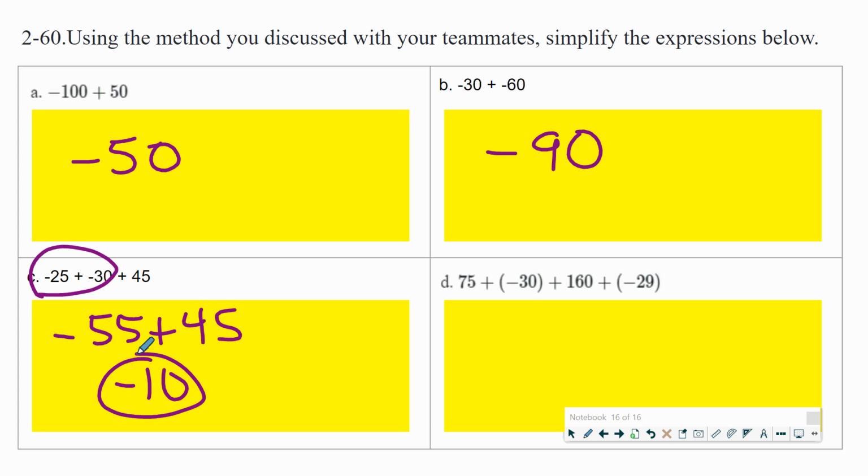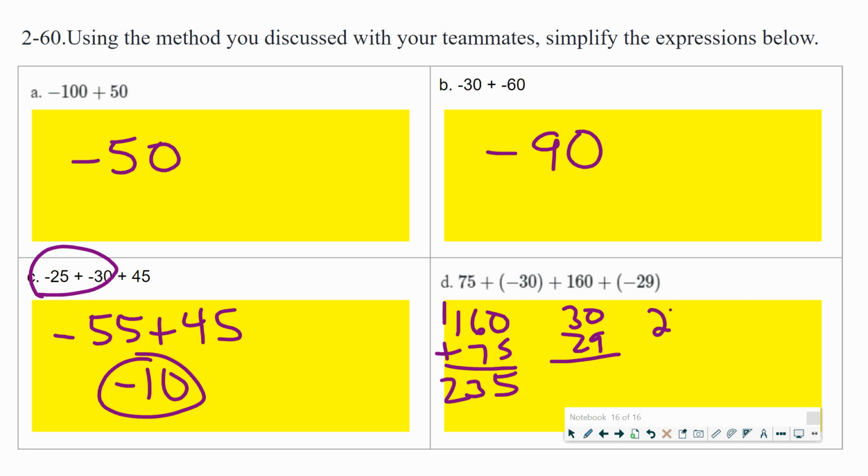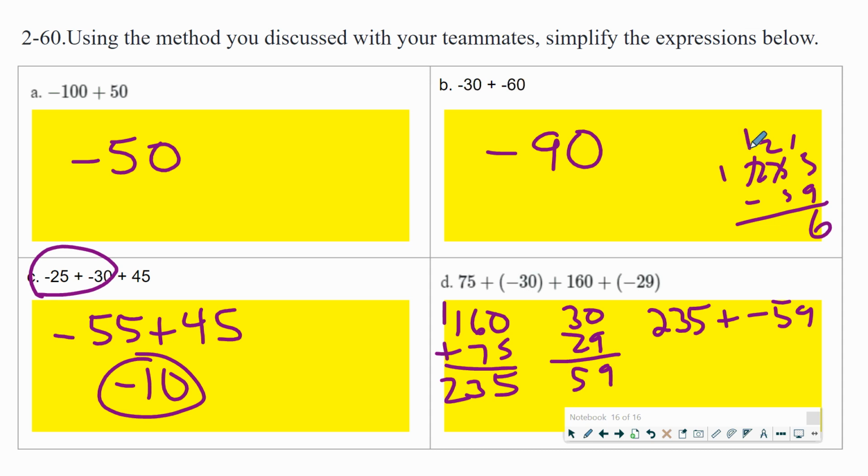This last one, I'm going to add together the positives, so 160 plus 75, and also add together the negatives. So I get 500 and 235 plus a negative 59. Then 235 minus 59 is 176, and it's positive because 235 is bigger.